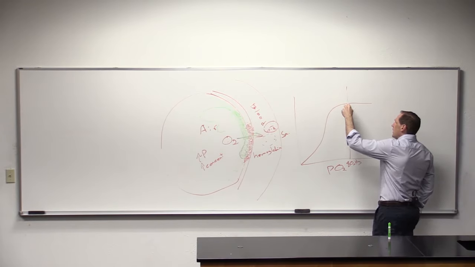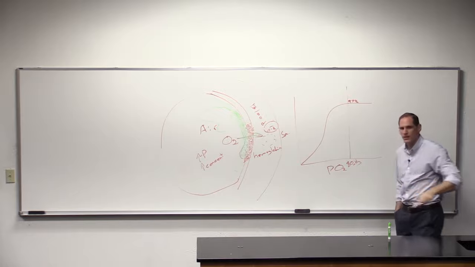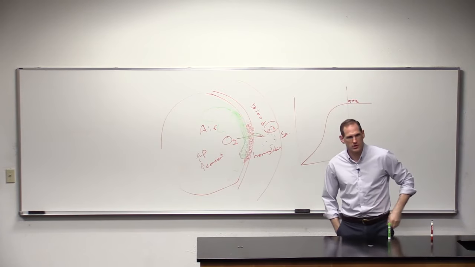Okay. So in the lung, what we want is we want to have lots of saturation. So let's say that this is 97% up here. So when you have lots of oxygen available, what do you want the hemoglobin to do?